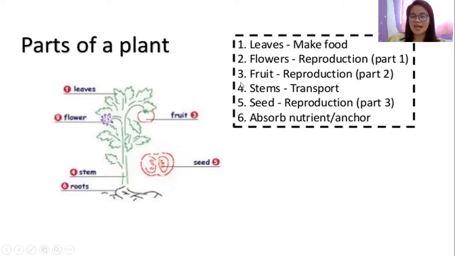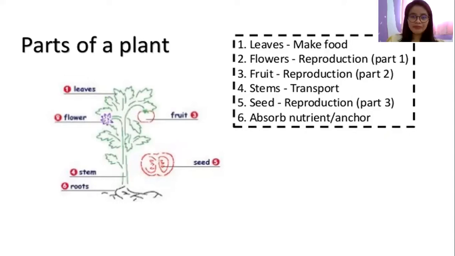And we have the stem. The stem's function is to transport water or food. And we have the roots. The roots absorb nutrients from the soil and send them up to the stem, leaves, flower, and fruits so that the plant will have nutrients and it will grow bigger and taller.